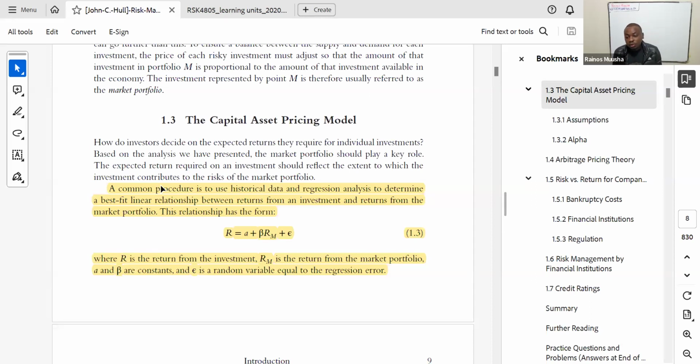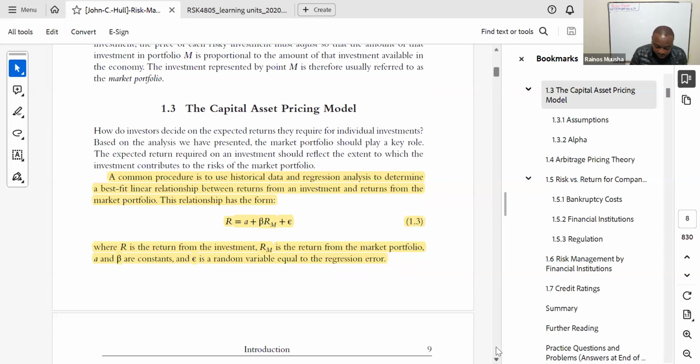So the capital asset pricing model is one measure that is used in ascertaining the expected return, right, for a single asset. Now, if you check in the textbook, they say a common procedure is to use historical data and regression analysis to determine a best fit linear relationship between returns from an investment and returns from the market portfolio. This relationship is in the form of this particular formula, which is basically based on the capital asset pricing model, where R is the return from the investment.